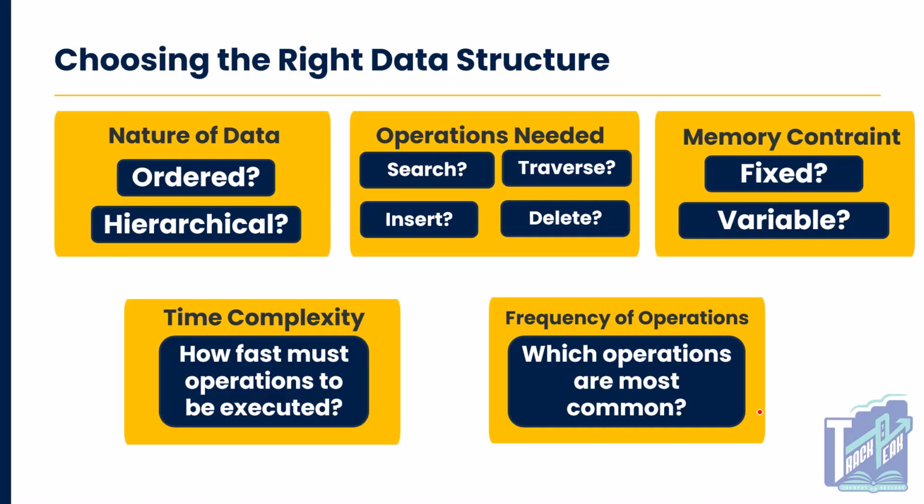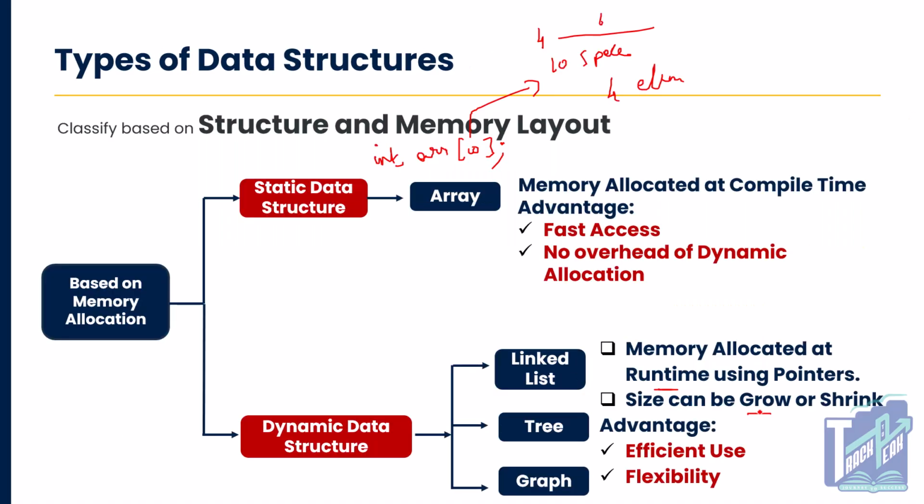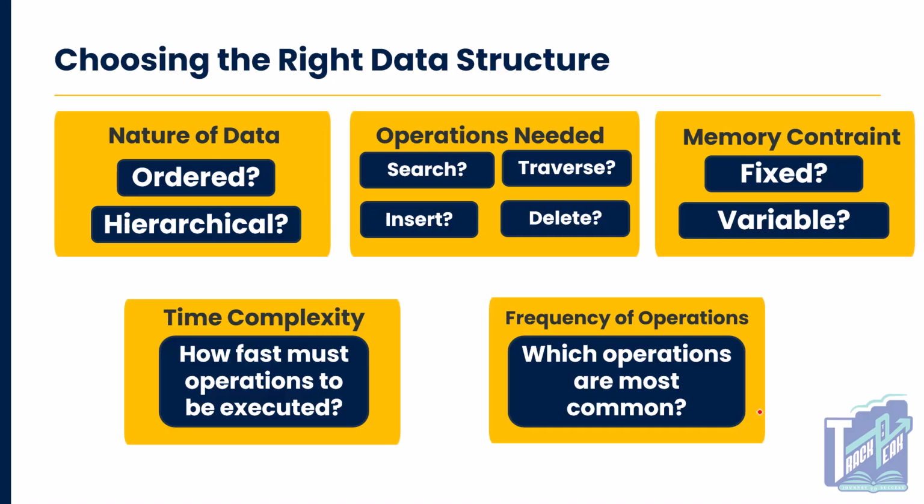So okay, we discussed more types of data structures. Among these types, how can we choose the right data structure for our need? For this, we want to follow the nature of data, whether the data with us is ordered or hierarchical. Based upon that, we want to choose. And then second one, operations needed. What are all the operations we are going to perform? Whether we are going to perform search, or we are going to perform traverse. Based upon the operations, we want to choose the data structure.